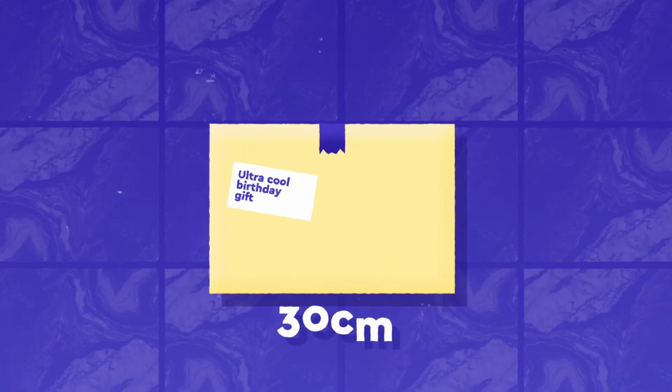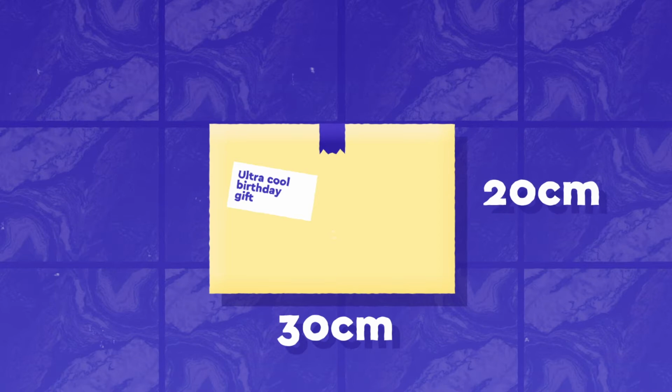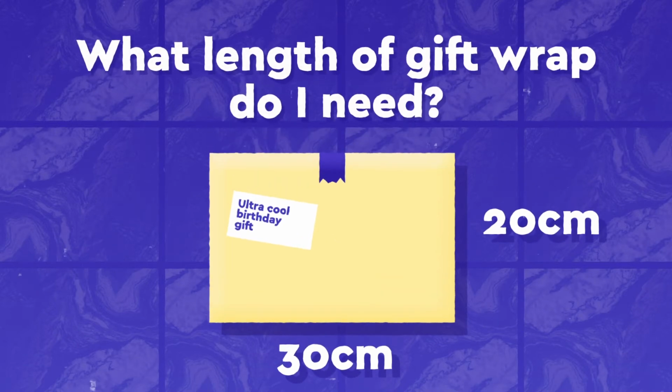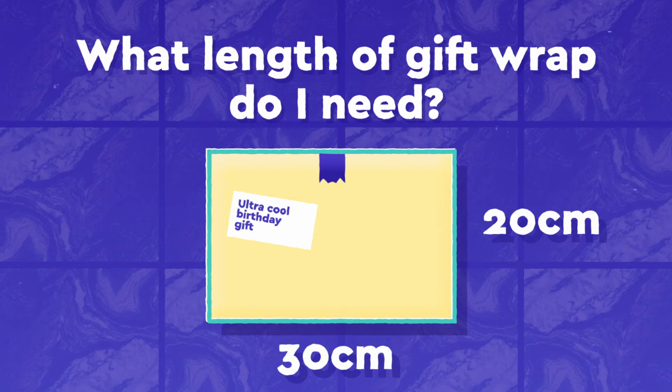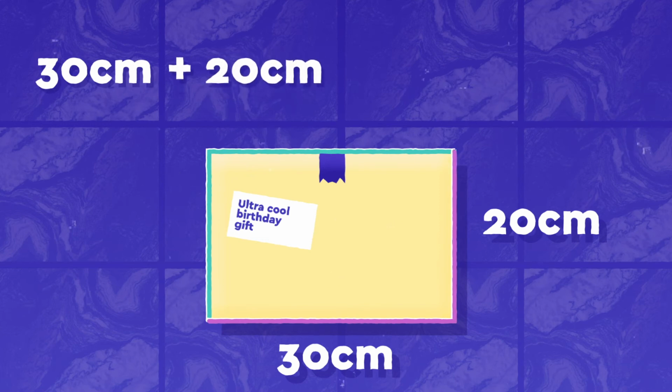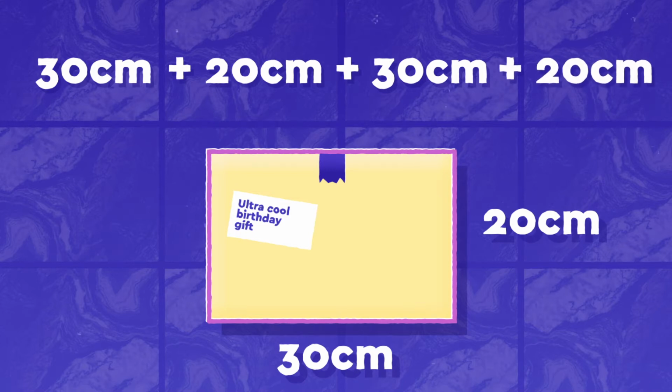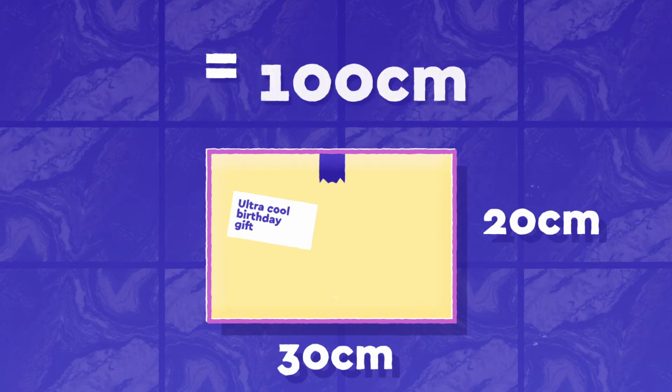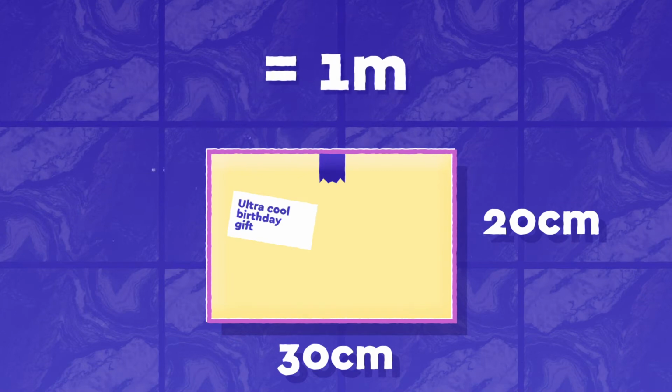Let's look at this box here. It's 30 centimetres wide and 20 centimetres tall. I'm going to wrap it for my friend's birthday. What length of gift wrap do I need? Well, we can calculate the perimeter by adding up the length of each side. So here, that's 30 centimetres for the bottom, 20 centimetres for the right side, 30 centimetres for the top, and 20 centimetres for the left side. That's 100 centimetres or 1 metre.